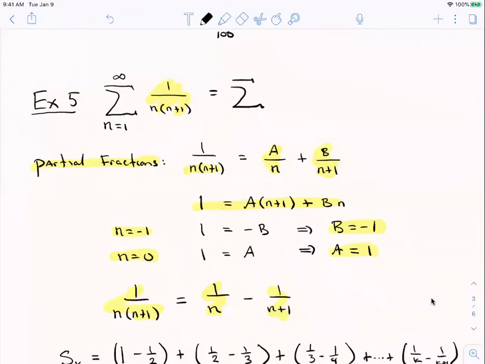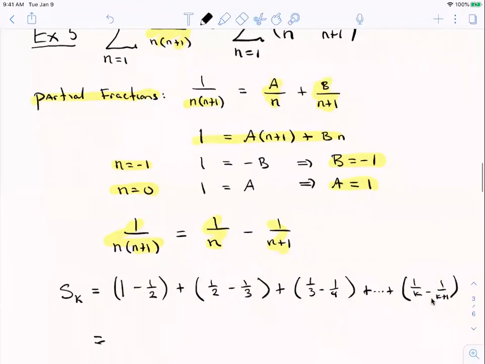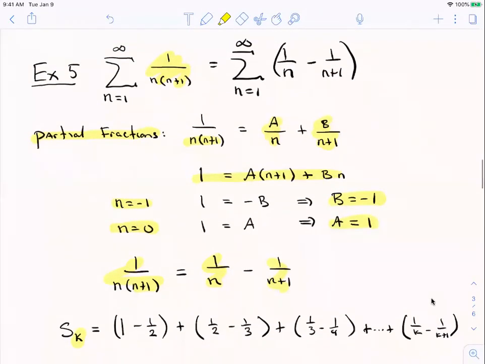So this is the sum as n goes from 1 to infinity of 1 over n, take away 1 over n plus 1. So it's in that form that I'm going to start looking at, say, the kth partial sum. When I let k equal 1 in that sum up there, I would get 1 over 1 minus 1 over 2. And then when k is 2, I'd get 1 over 2 minus 1 over 3, and so on. The last one, 1 over k minus 1 over k plus 1.